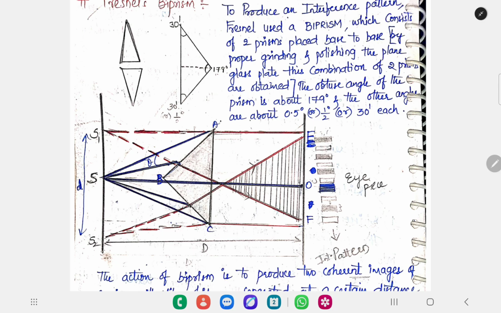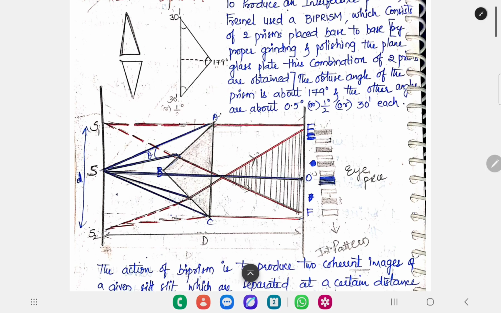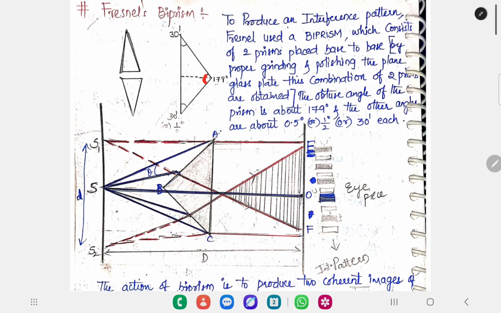How is the angle made with this biprism? The obtuse angle of the prism is about 179 degrees here. Okay, 179 degrees here, and 1 degree is half here and half here, right?